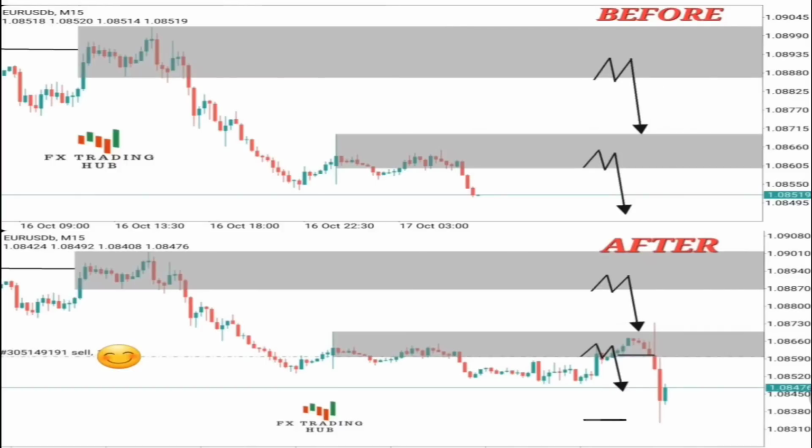In fact, even after we left the trade, price continued to sell further. Though we took out our funds, price sold even further.